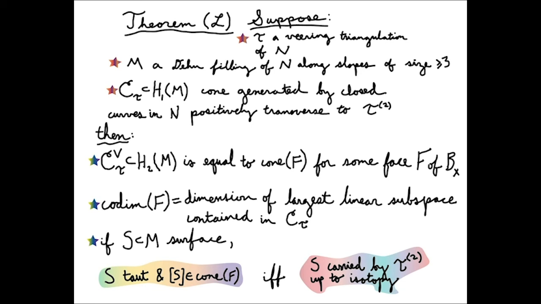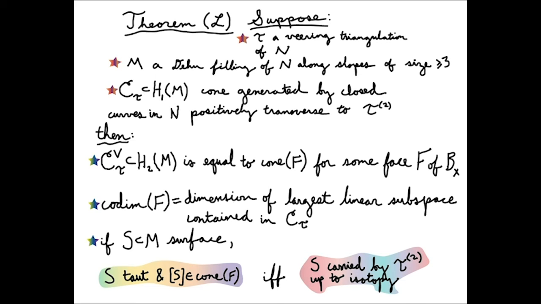And here I'm being a little sneaky by not saying exactly what I mean by carried, right? Because the 2-skeleton of tau is a branched surface in N, and it meets the boundary of N, but it doesn't get completed over the Dehn filling that I do to get to M. But I understand how it sits on the boundary of M. So there's a natural definition that you can make about what it means for tau 2 to actually carry a surface when you understand it like that.